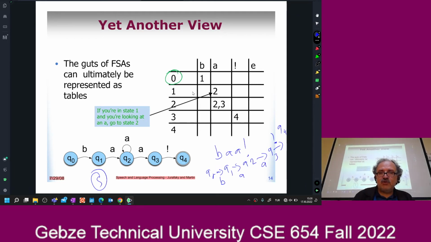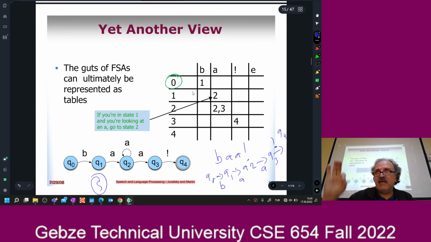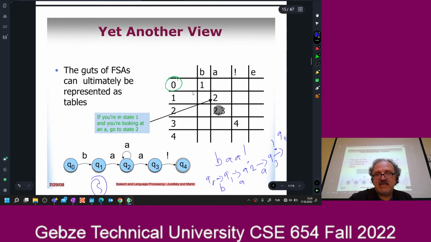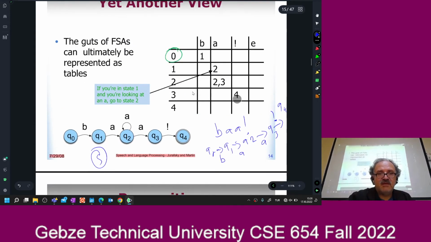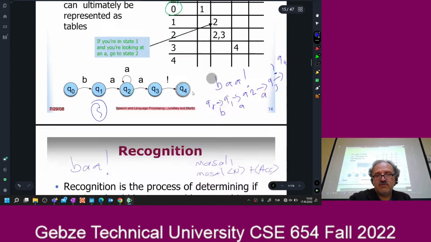For a non-deterministic finite state machine, you can have more than one state name or number in a given box. For a deterministic one, you can have at most one state name. So this is a non-deterministic one. This is a transition function represented by a matrix. Another representation is this, of course.